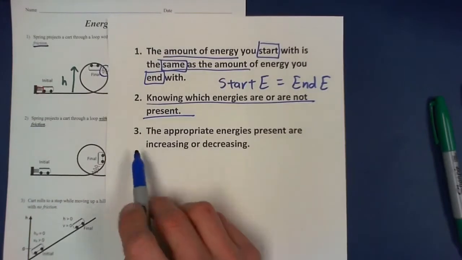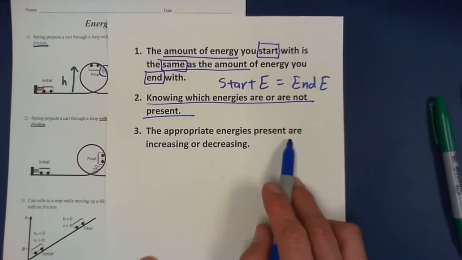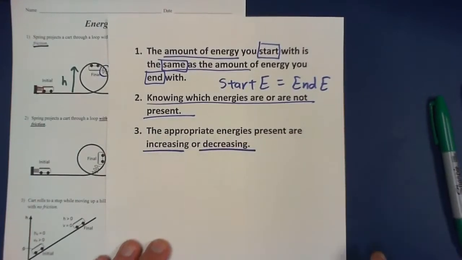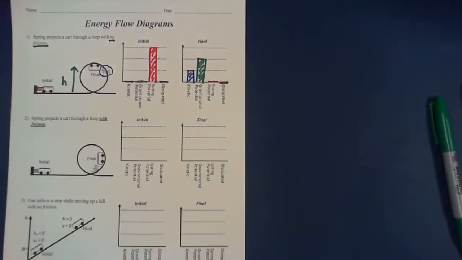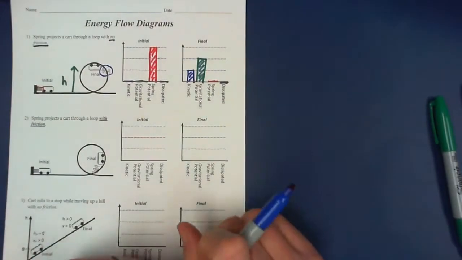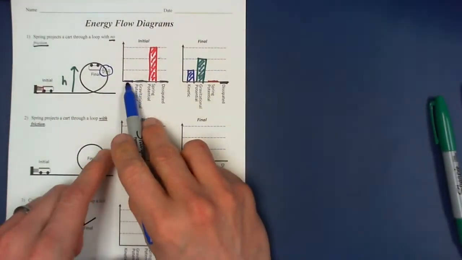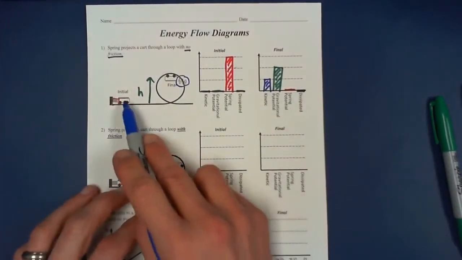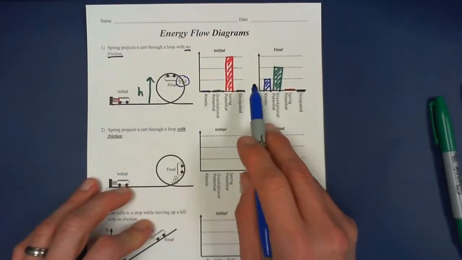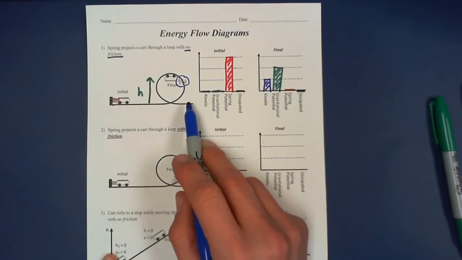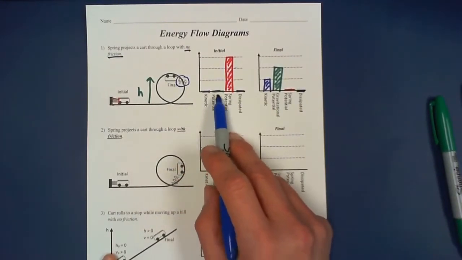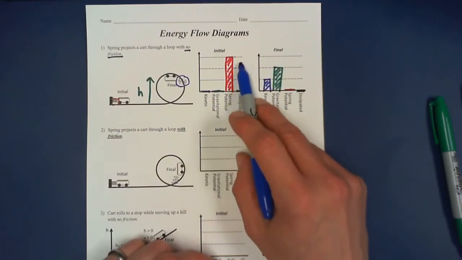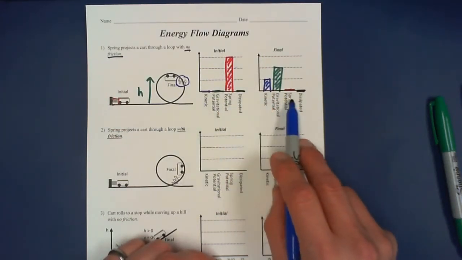The third thing I want you to show is how the appropriate energies are present and how they increase or decrease. So I want you to indicate whether they're increasing or decreasing, and you can see that by the graph. So kinetic energy increases because we start with zero kinetic energy, zero motion, and then we have motion at the end. For the gravitational potential, it starts with zero and it increases as well. The spring energy starts with all the energy there and then it decreases.